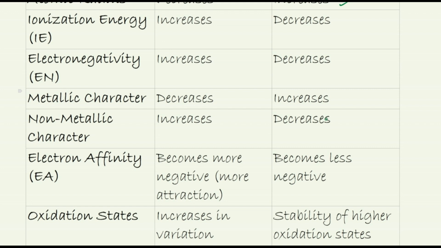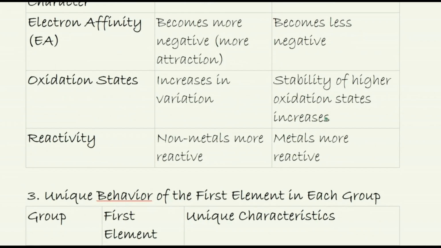Non-metallic character increases when moving left to right, and while moving top to bottom, non-metallic character decreases. We saw electron affinity, then oxidation states. The number of oxidation state variations increases when moving left to right, and the stability of the higher oxidation state decreases when moving top to bottom. Because the number of electrons in the outermost shell increases, the oxidation state also increases. Reactivity: non-metals are more reactive compared to metals when moving left to right.